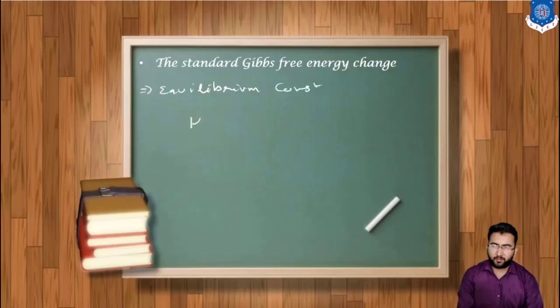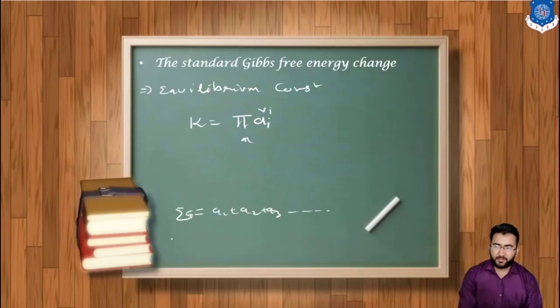The equilibrium constant is denoted by K, and is given by capital Pi of ai to the power vi. What is the meaning of capital Pi? Just as sigma ai means a1 plus a2 plus a3 and so on, similarly capital Pi ai means a1 into a2 into a3 and so on. So this is the meaning of the pi. Now what is a? a is the activity of component i, and vi is the stoichiometric number for that particular component i.